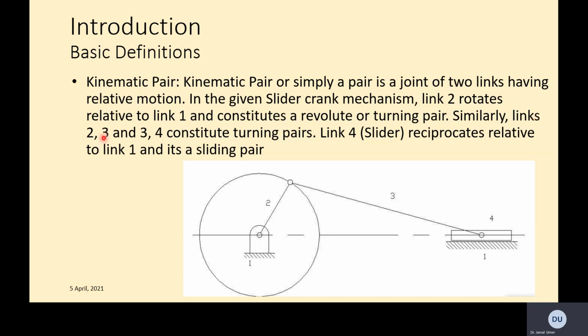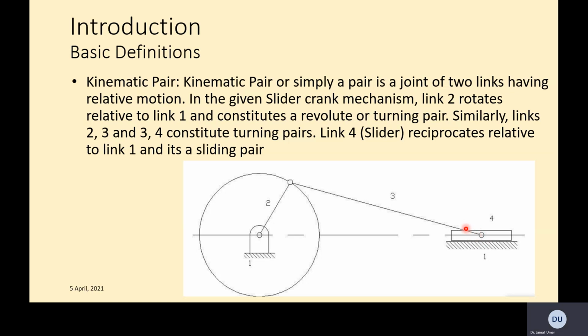Similarly, links 2 and 3, and 3 and 4 constitute turning pairs. Understand again what it says: between 2 and 3, just imagine it rotating like this. At this particular joint, you have a turning pair. Basically both links are turning with respect to this joint. And the same thing here, 3 to 4.